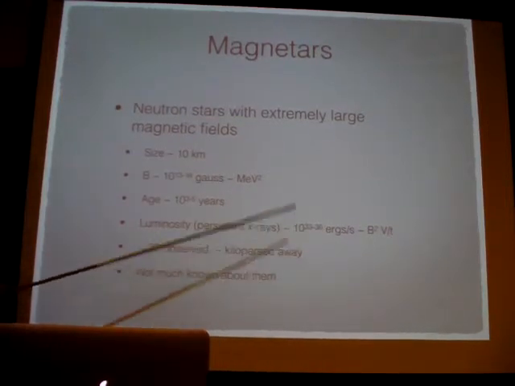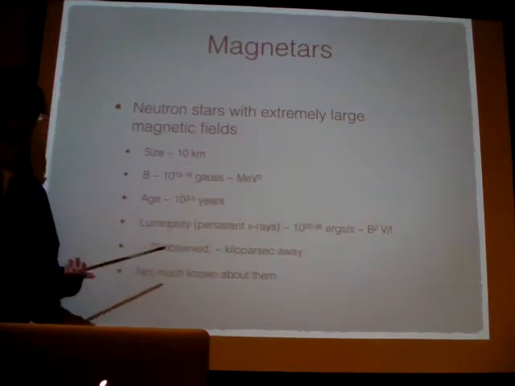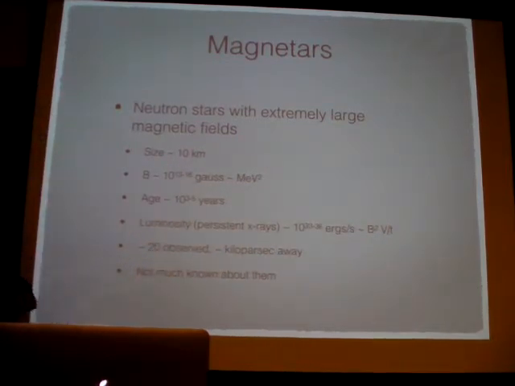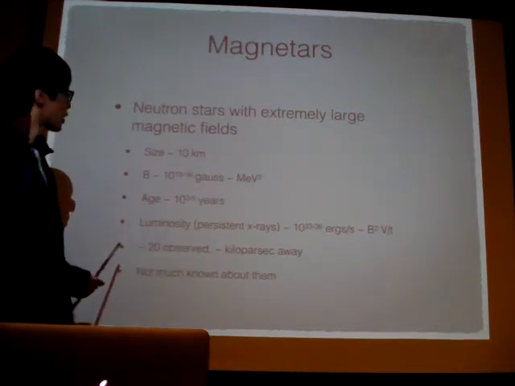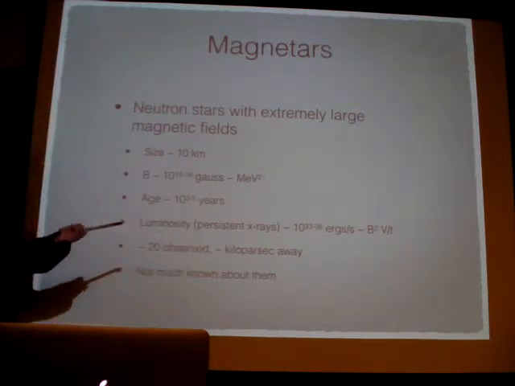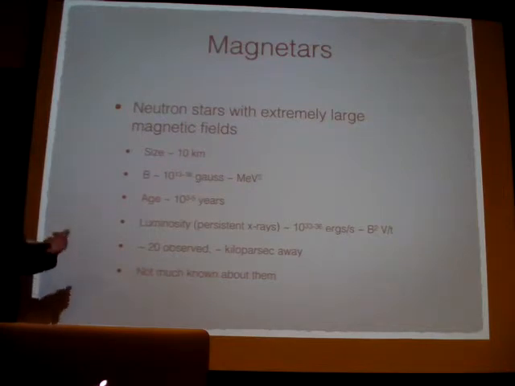And so, essentially because of this numerical coincidence, people say that they're powered by their magnetic fields, but we have no idea really how the magnetic fields power anything, especially since we have no idea how they get these large magnetic fields. There are about 20 or so observed, and they're of order kiloparsecs away, so they're very close objects. And aside from what I just said, there's nothing to know.